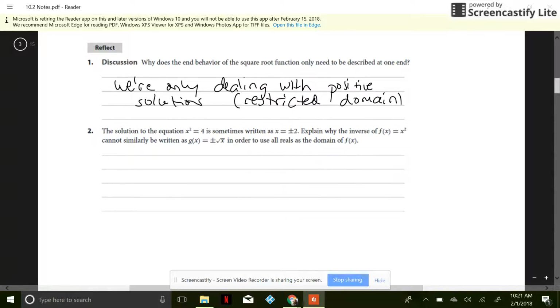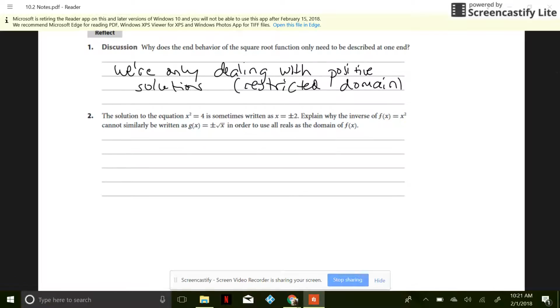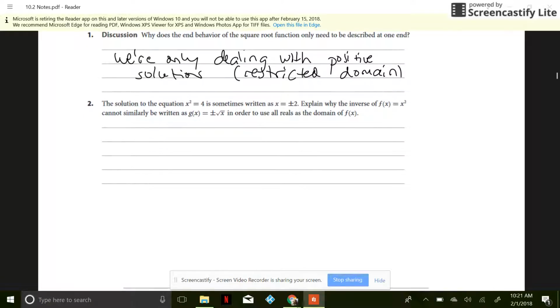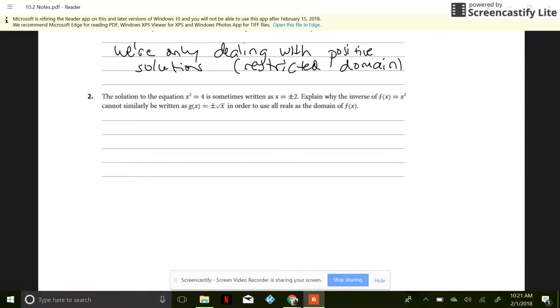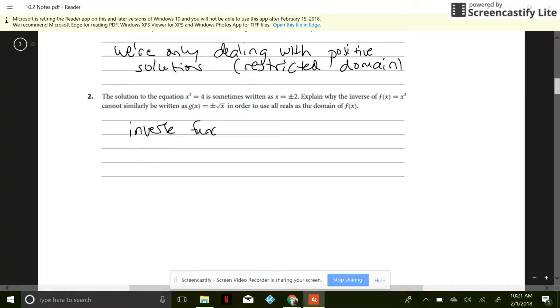The solution to the equation x squared equals 4 is sometimes written as x equals plus or minus 2. Explain why the inverse of f of x equals x squared cannot similarly be written as g of x equals plus or minus square root of x in order to use all reals as the domain. The key thing is that inverse functions can't have two y values for a given x, so we can't write it that way. Inverse functions cannot have two y values for a given x value.